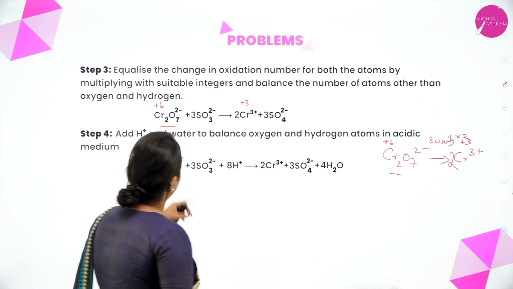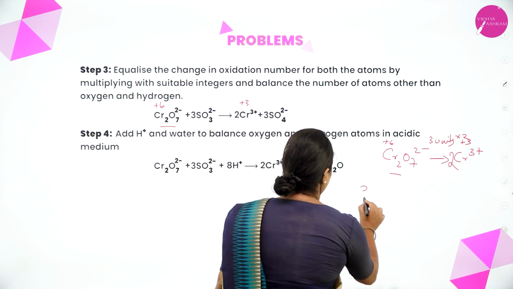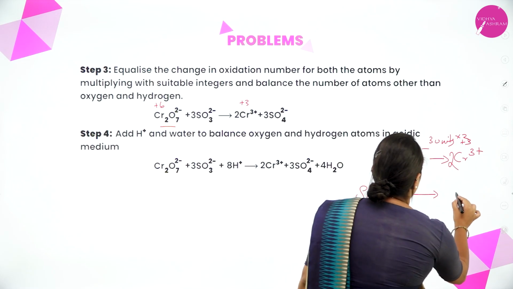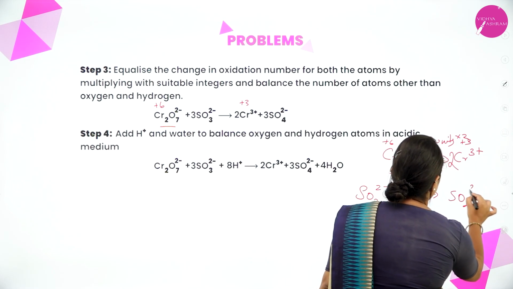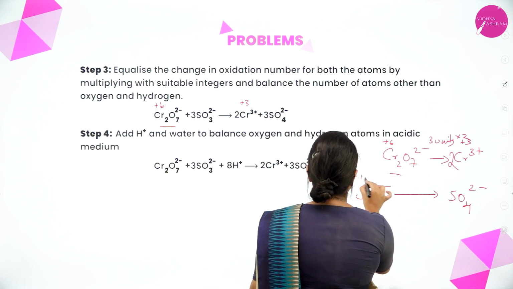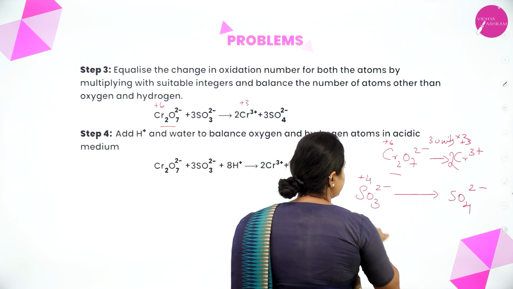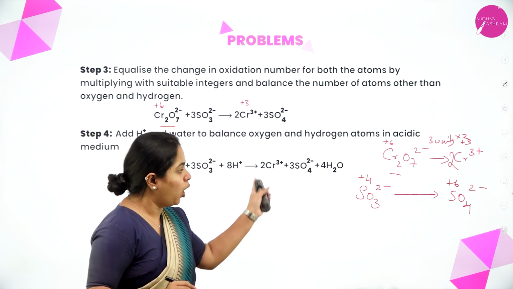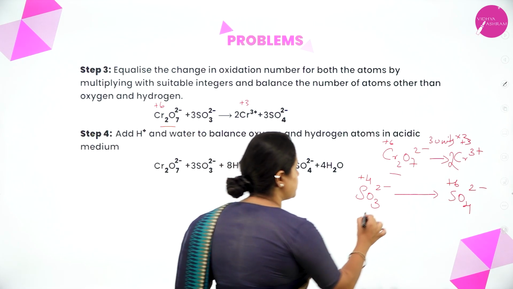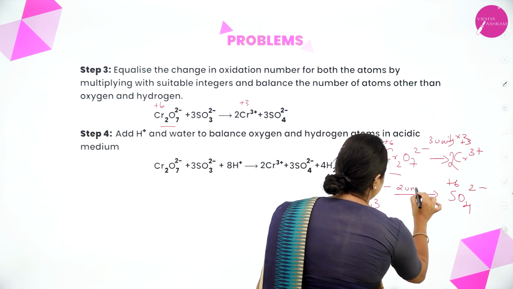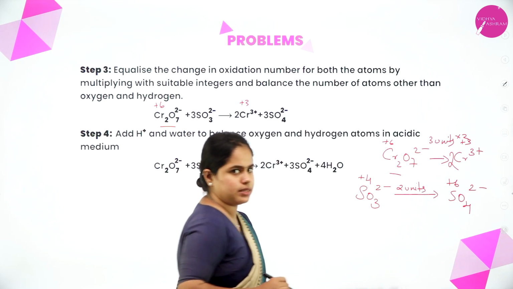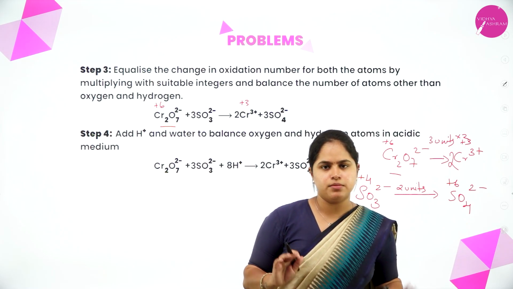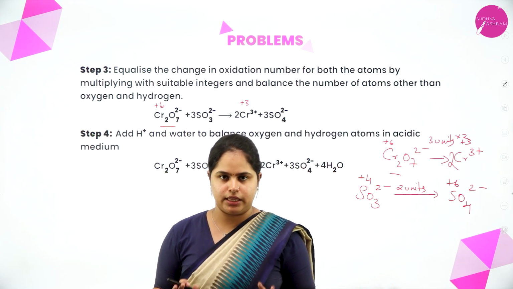Now we are going to write the oxidation part. SO3 2 minus gets converted into SO4 2 minus. Here it is in +4 oxidation state. Here it is in +6 oxidation state. So by how many units does the increase take place? 2 units, right? 2 units increase is taking place. Now we can see that here and here the sulfur number is same. So there is no need to multiply with anything as of now.